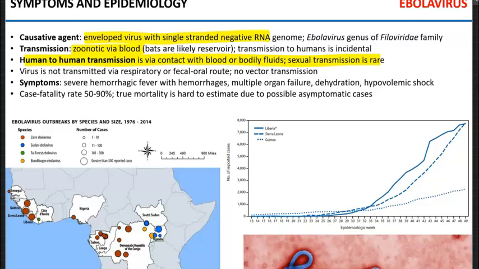Apparently, the virus can stay in the testicles and just be sort of like chilling in the testicles, and then when a man has sex with a woman, the virus is transmitted with the semen. Cases are in the single digits, okay? It's not super common. Ebola virus is never transmitted by the respiratory route, oral route, or by vectors such as mosquitoes.